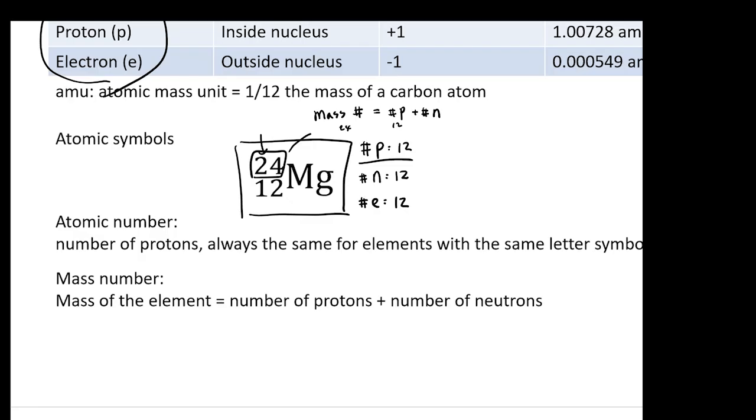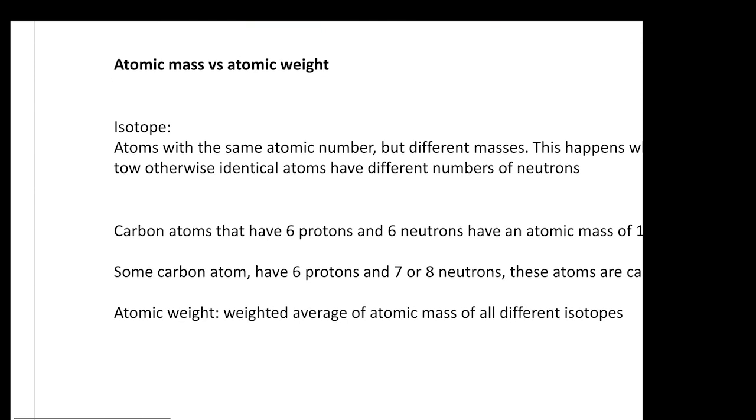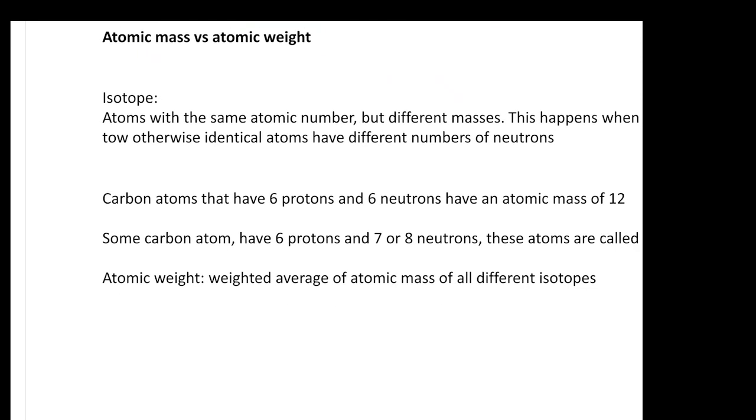Another type of question you're going to see from here is actually just the opposite. If I tell you the number of protons, number of neutrons, and number of electrons, can you actually give me the proper atomic symbols? Going down to the next slide, we want to calculate the atomic mass and the atomic weight. One very important concept you have heard for a long time is the so-called isotope.